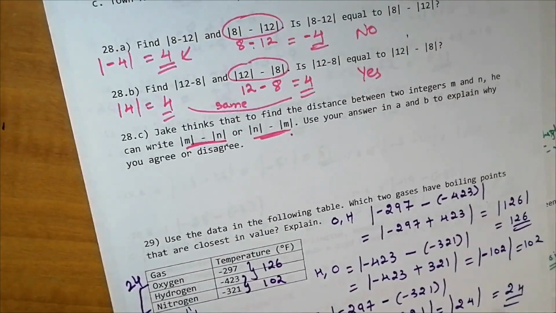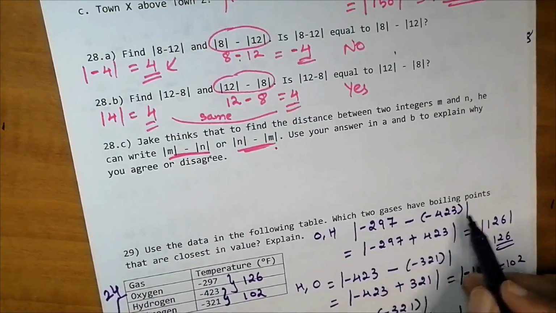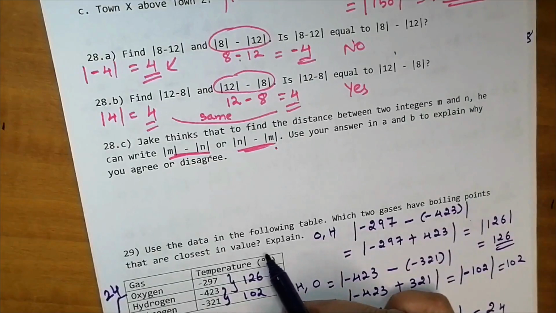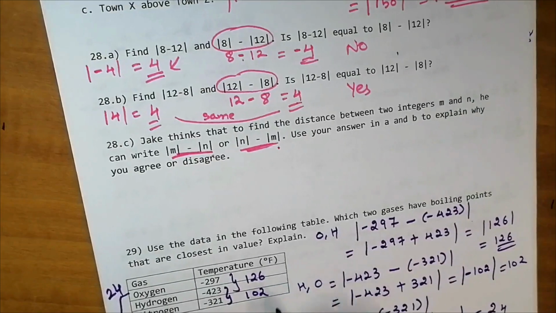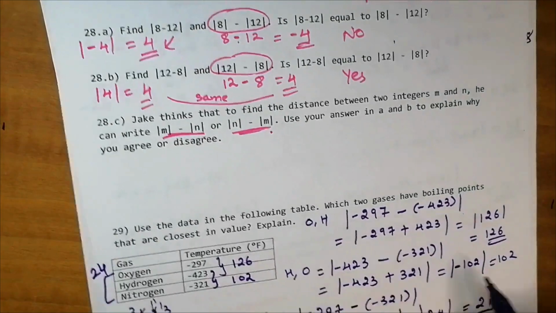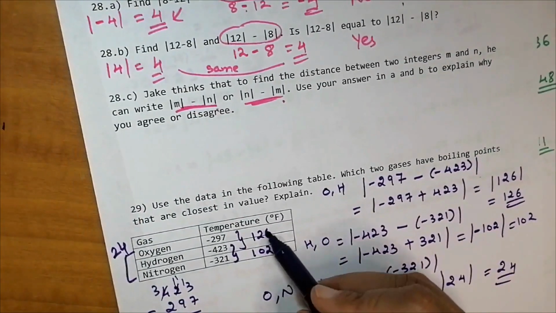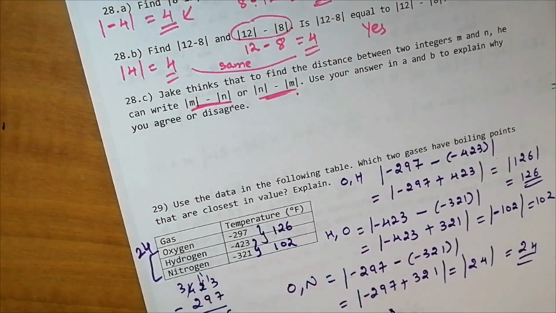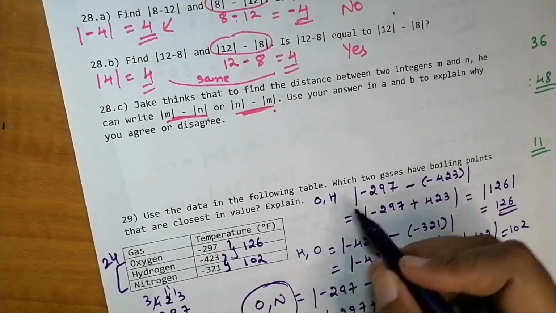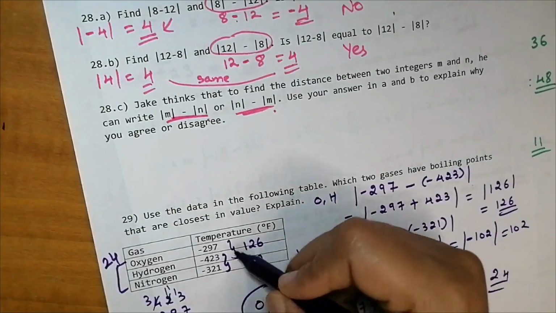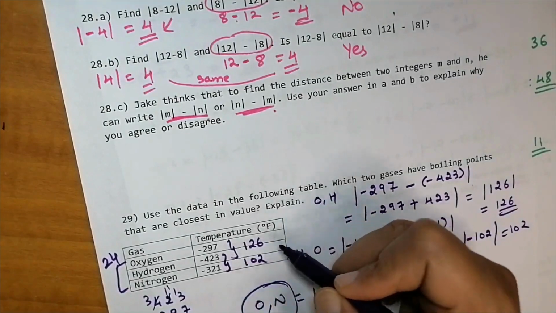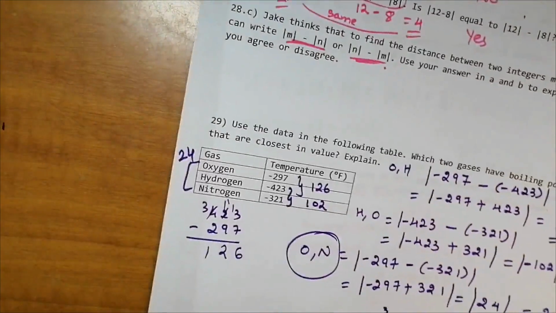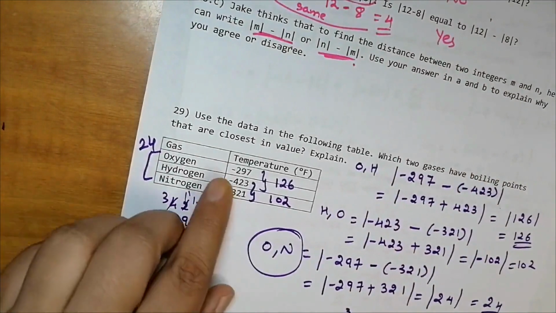So what are we supposed to do now? Which two gases have boiling points that are closest in value? Okay, so you can see of all the three answers that we have, 126, 102, and 24, 24 is the smallest, right? So oxygen and nitrogen have the closest boiling points, and that's explained, right? So you first do all this, because if you look at the data also, if you're smart enough, I'm sure which you are, you can get your answer directly here, right?